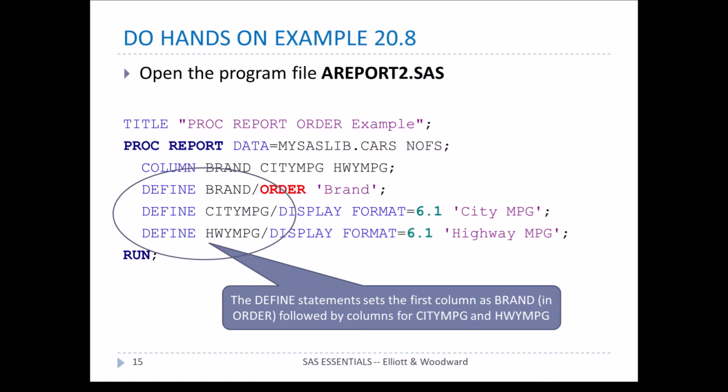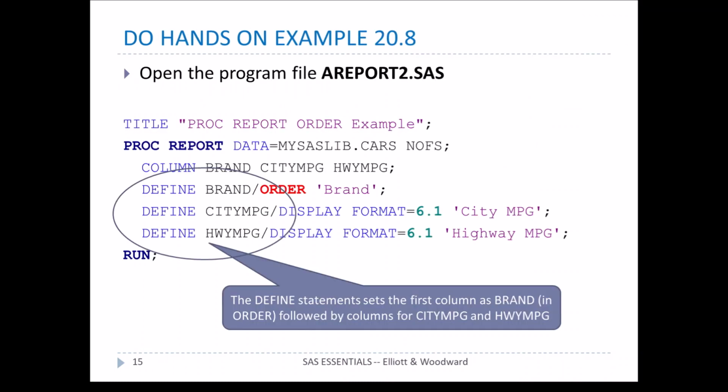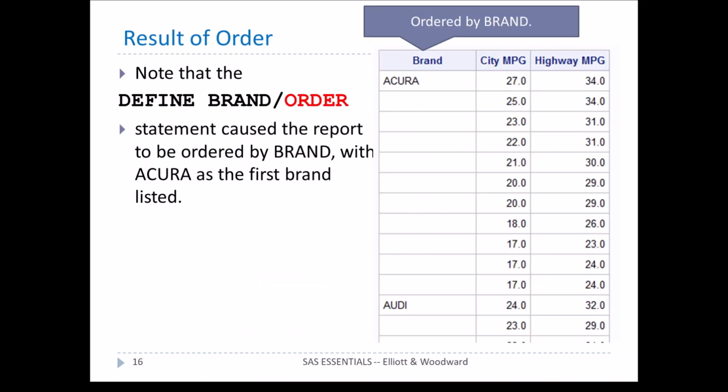Open up the file called areport2.sas, and we can see that that line is now in the file that we just opened: define brand slash order brand. And we also have the other define statements for city miles per gallon and highway miles per gallon. And here we have the results. Notice that we didn't put the slash in the label, so the city miles per gallon and highway miles per gallon now appear on 1 line rather than 2 lines.